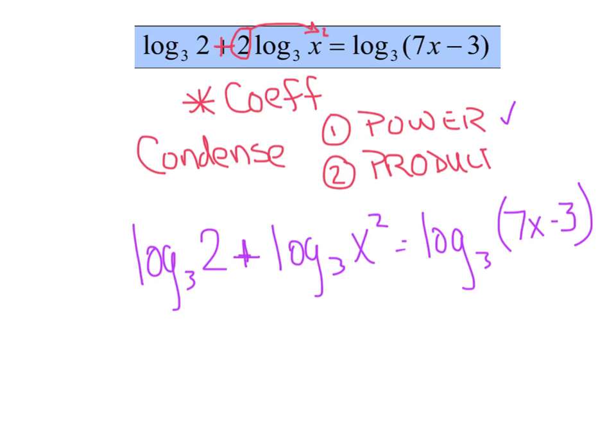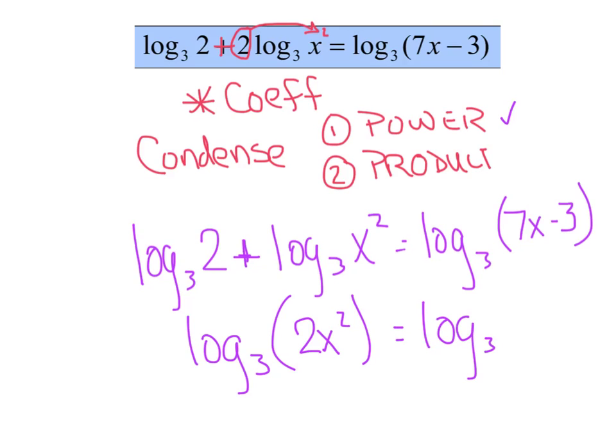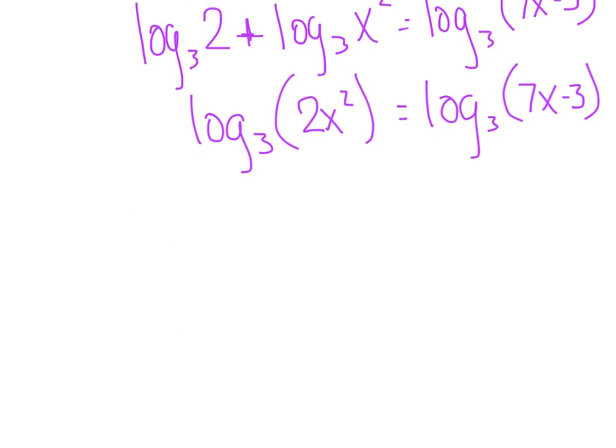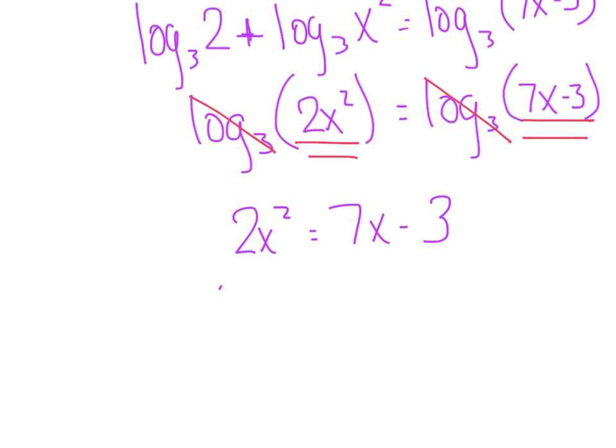Plus sign means multiplication, so it's the log base 3 of 2 times x squared. Notice I only wrote the word log one time on the left side. This is my favorite part. We're just going to cancel the logs, and we're going to set their inner functions equal to each other. So we're going to say 2x squared has to equal 7x minus 3. It is quadratic, so let's move all the terms to one side.